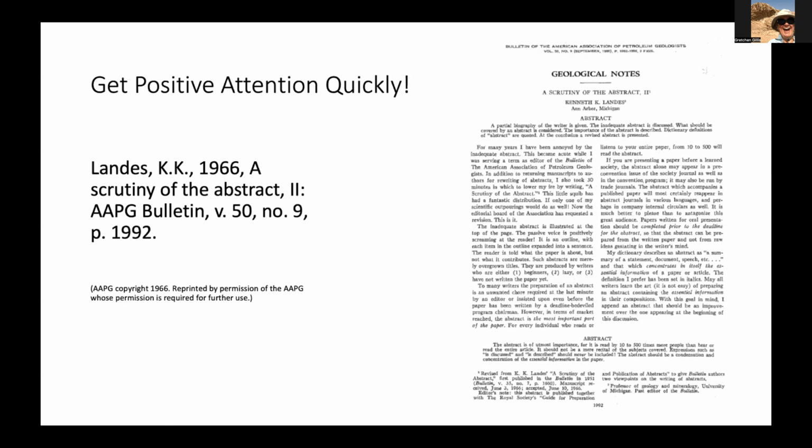But if you skip to the bottom, this paper is unusual, not only because it's 1 page, but because it has 2 abstracts. And the better abstract is at the bottom. It says the abstract is of utmost importance, for it is read by 10 to 500 times more people than hear or read the entire article. And the last sentence is important. The abstract should be a condensation and concentration of the essential information in the paper.